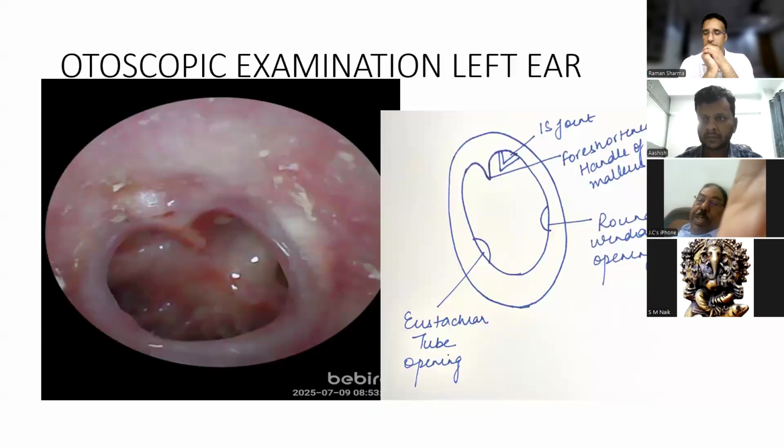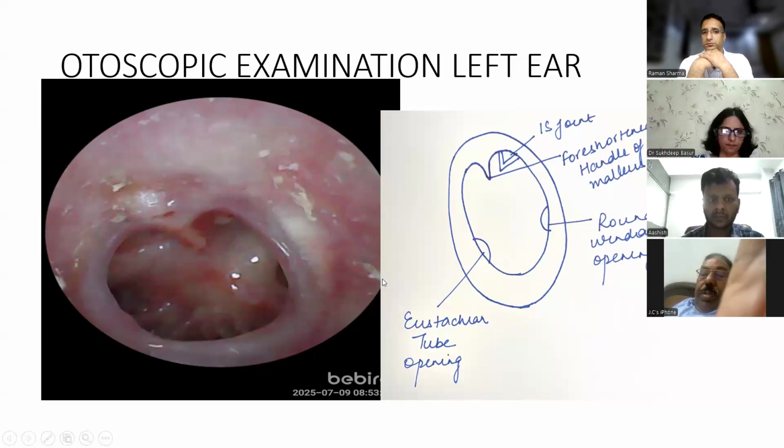Half of the tympanic membrane. Yes, sir, it's visible around the annulus. Yes. Okay.